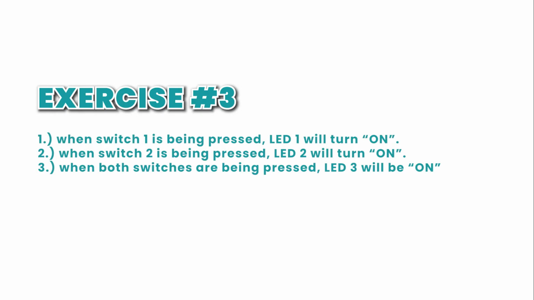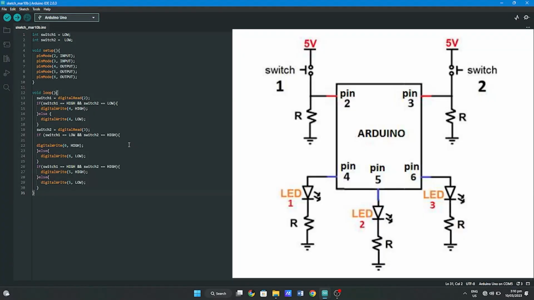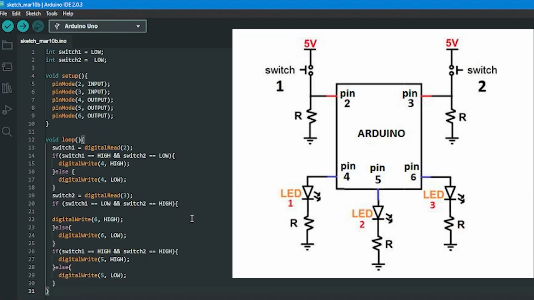Now, let us go to the final exercise, in which you will create program code so that when switch 1 is being pressed, LED 1 will turn on. When switch 2 is being pressed, LED 2 will turn on. And when both switches are being pressed, LED 3 will be turned on. So here, I have typed the code in which it has integer LED pin 1, 2, and 3, which are the LEDs connected to digital pins 4, 5, and 6 of the Arduino. It also has integer button pin 1 and 2, which are the tact switches connected to digital pins 2 and 3. There are also button 1 and 2, which are low.